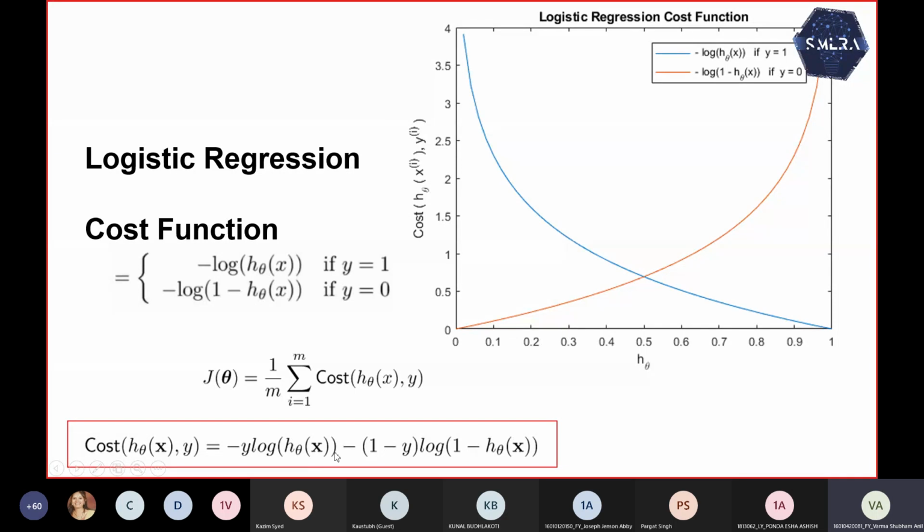If I now put the value y equal to 1 in this function, this part will become 0, as you can see, and only this part will remain. As y is equal to 1, the value will be minus log of h of theta of x. So it's the same value that we have here. Similarly for y equal to 0. By doing this, we got a new cost function for logistic regression.